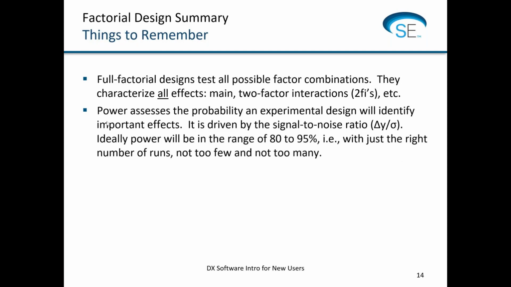We also want to look at power, and that really gets at the probability that an experimental design will identify the important effects. It's driven by that signal-to-noise ratio. We really encourage people to go through the bother of making an estimate of the delta Y and the sigma, and to determine whether or not your experiment has enough power to find what you're looking for, because it's really disappointing to go through all the work of setting up and conducting a DOE and then sit down to analyze it and find out that you never had a chance of answering the questions that you had because we didn't have enough power in the design.